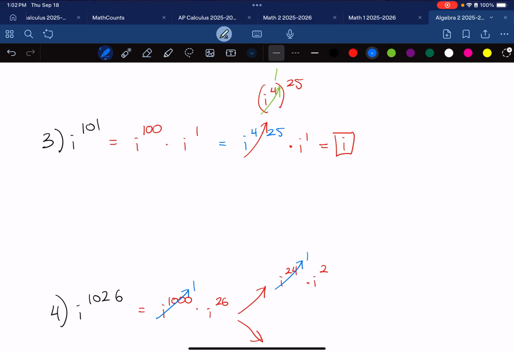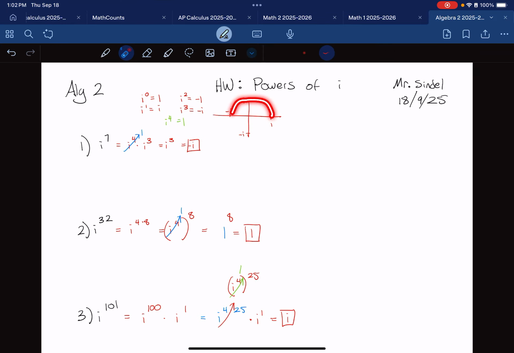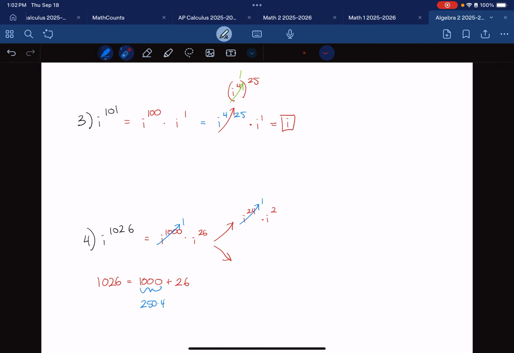And I can use my little rotation trick. i squared, come back up here. I rotate once, twice, and there's my answer, -1. So come down here and say the answer here is -1. How would you do it a different way, Mr. Sindel? Good question, Mr. Sindel.